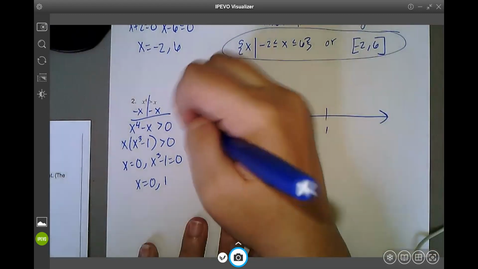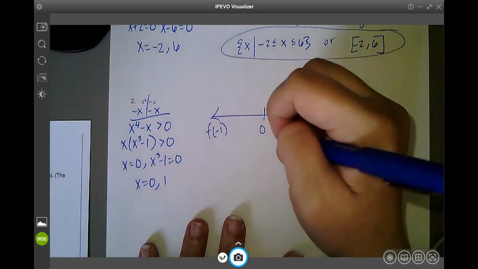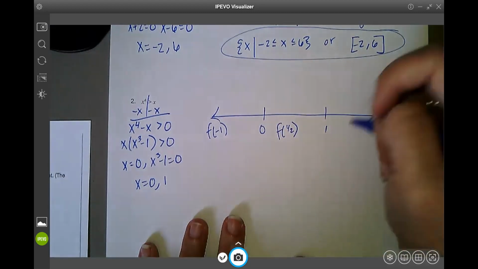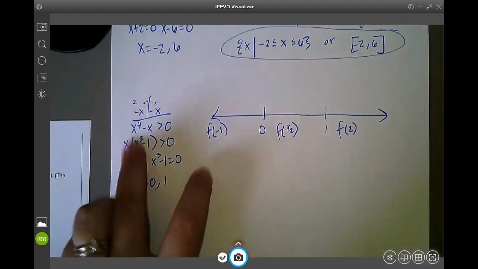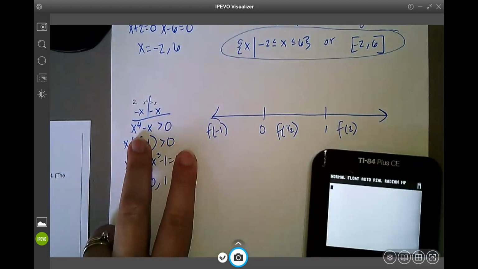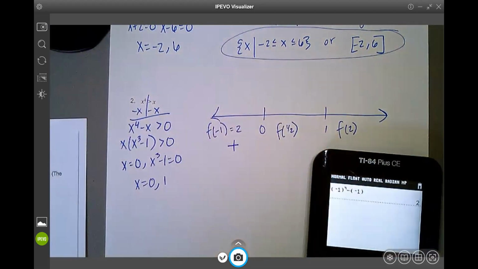So to the left, I'm just going to plug in -1. In between 0 and 1, I'm just going to plug in 1/2. And greater than 1, I'm just going to plug in 2. And I'm plugging it into my equation there where it says greater than 0. So I have negative 1 to the 4th minus negative 1 gives me 2. So that's positive.